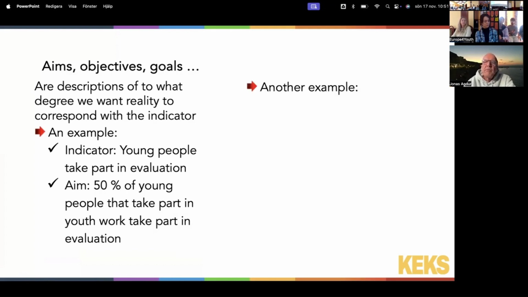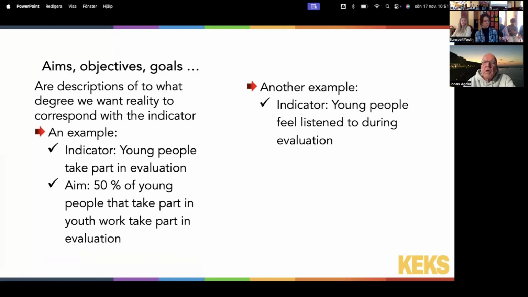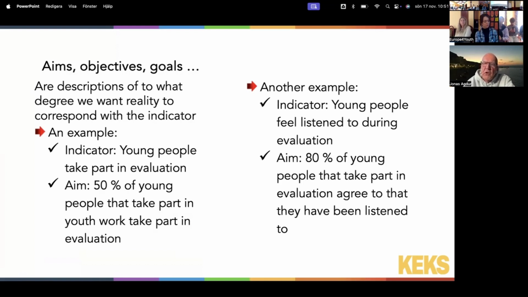Another example, also to make clear that you could go deeper into this. Indicator: young people feel listened to during evaluation. They're not just there, they actually feel listened to. And the aim would be that 80% of young people that take part in evaluation agree that they have been listened to.